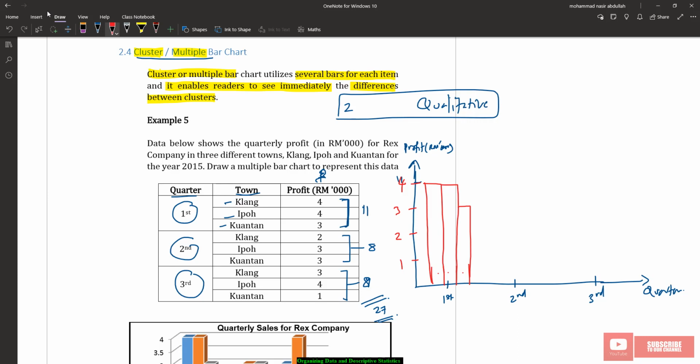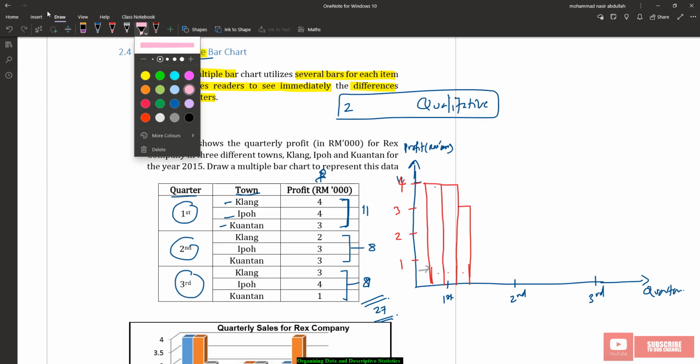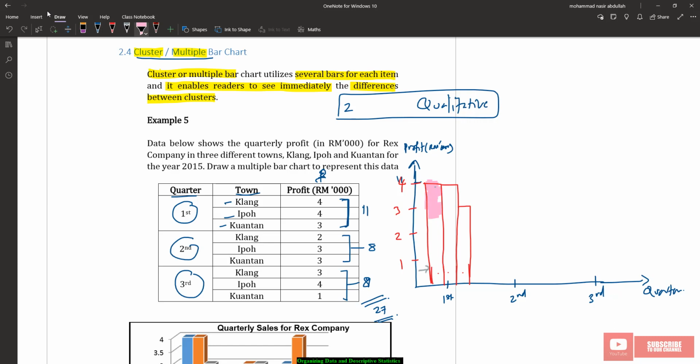You nampak how I draw the graph. Dekat sini you nampak before the first bar I have a gap, right? Sama macam simple bar chart, always have a gap before the first bar. And dalam first bar ni I split the bar into three town. The first bar represent Klang, the second bar represent Ipoh, the third bar represent Kuantan. Let's say I need to do some colouring lah. So I letak colour. Because the first bar is a pink colour is for Klang.